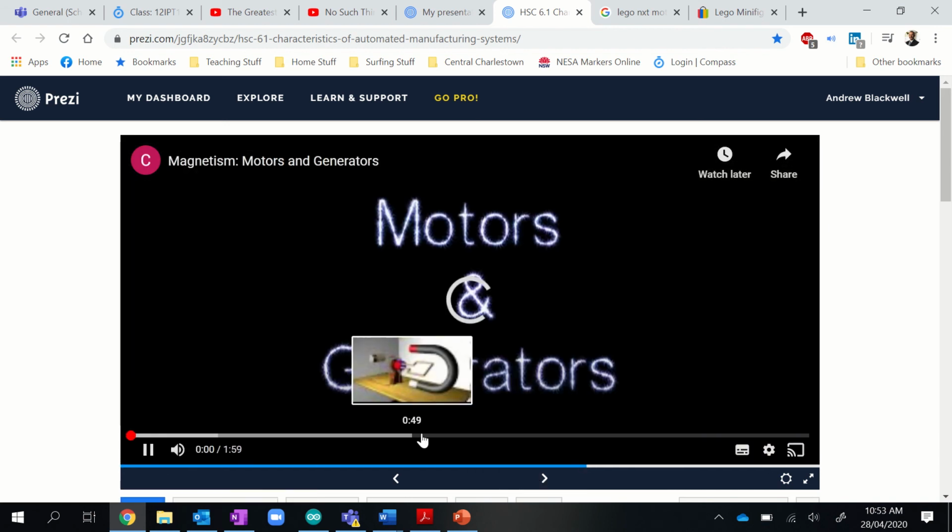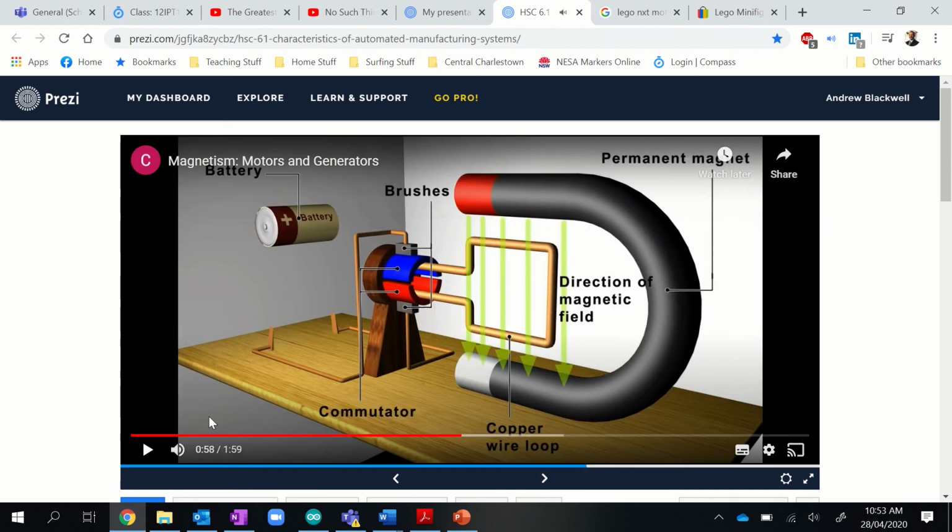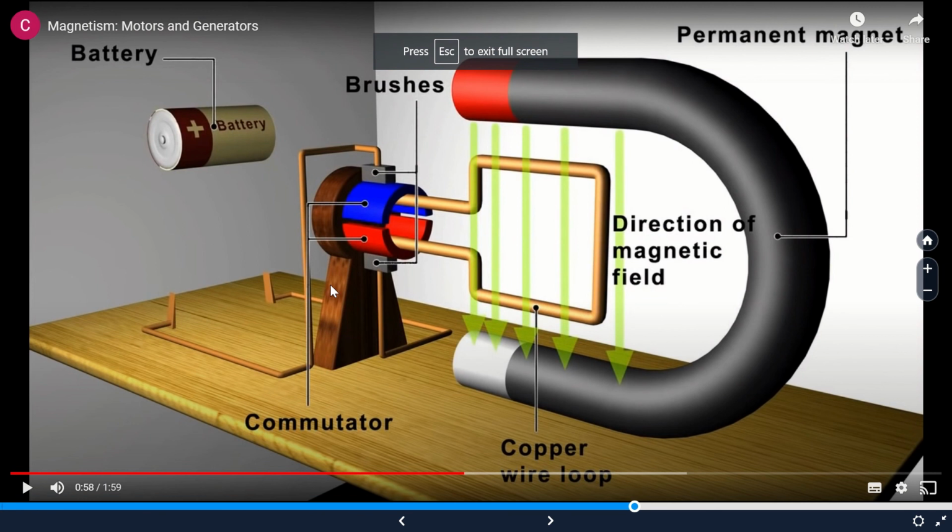Right? So that's what an actuator is, right? So we'll go back to where I was talking about it, right? And you can see the magnetic field is being connected. Now, if you're studying physics, the physics course, they actually ask you to learn this formula so that you can work out the direction that a motor is going to spin. In automated manufacturing systems and IPT, they just simply ask you to know how a motor works.